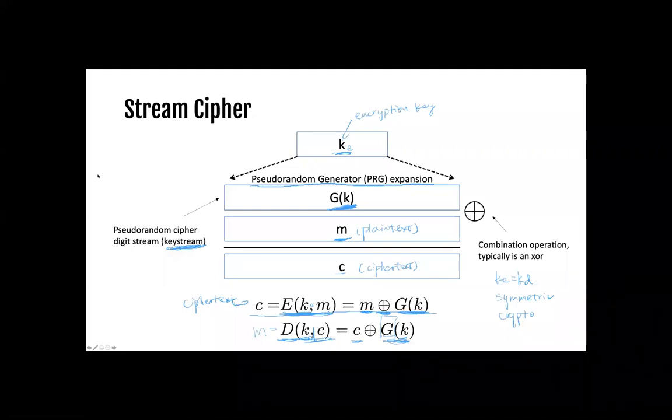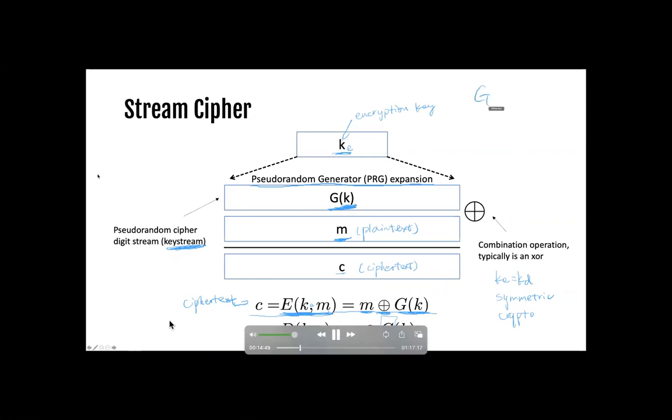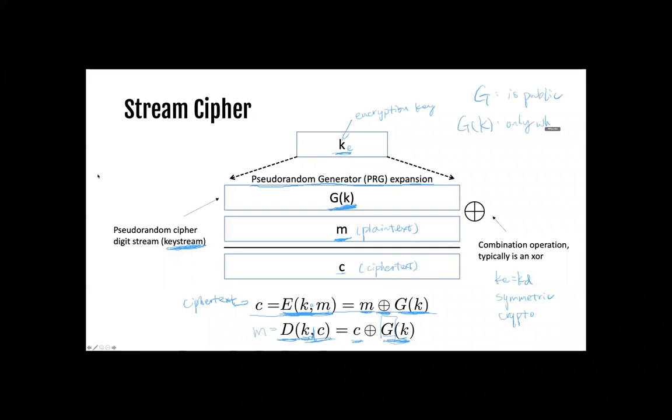Okay, another question is, how does the person receiving the message get G of K? Yes, that is a good question. As I said, this function G is public. So the function is public, but you will only be able to get G of K when you know K, right? So this comes to the question of how symmetric crypto should share their key securely, which we will talk about not today, but sometime in the future.